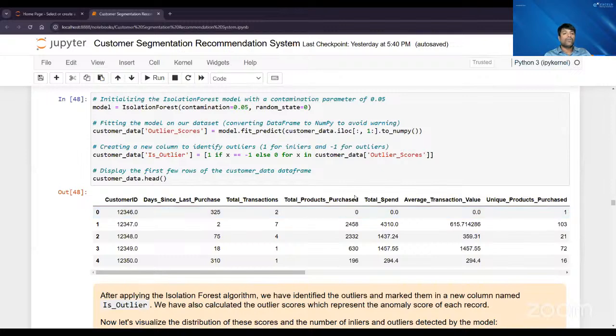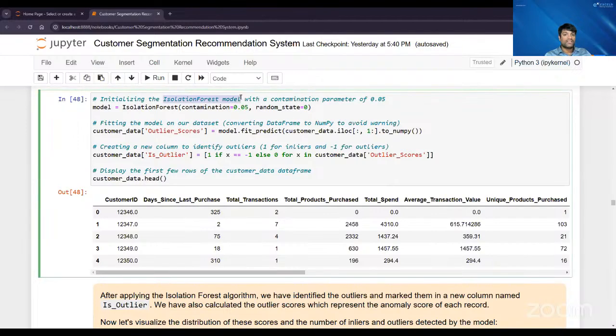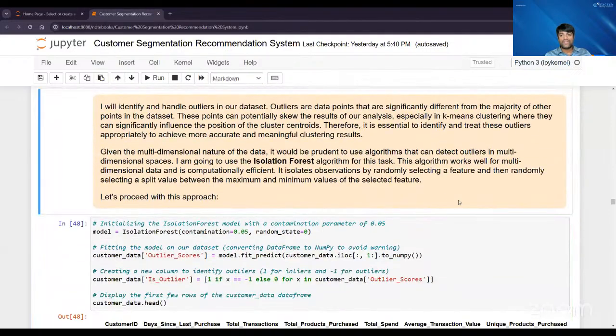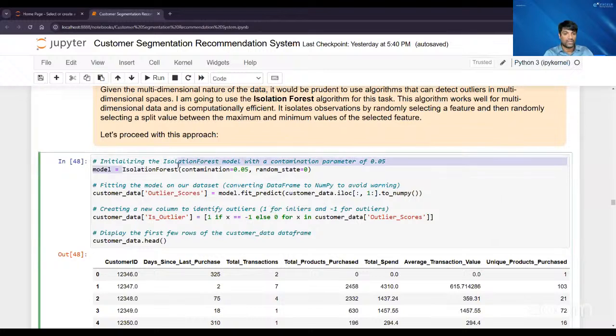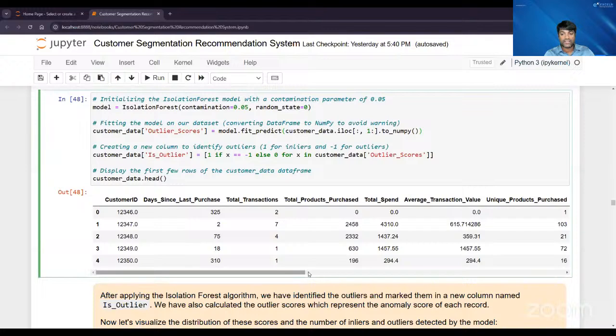Now we are going to apply the isolation forest. There is something called a contamination parameter. I have clearly mentioned this is basically to observe the data by splitting the data. That is the main focus of the isolation forest. For that, we are going to identify the customers. We are going to fit the data using the isolation forest model. I can show you the output here.